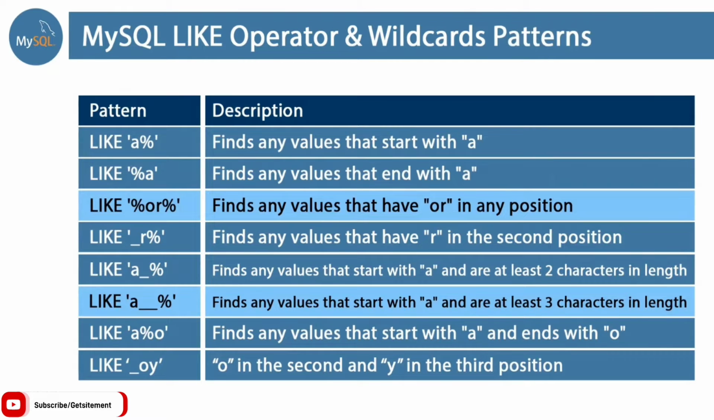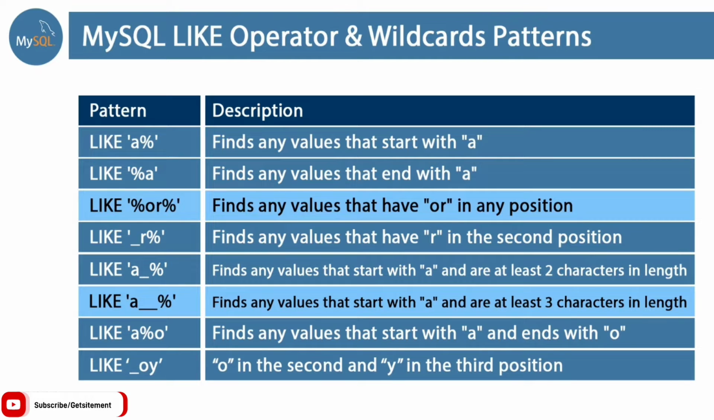If I type LIKE 'a%', then it's going to find any value that starts with a. Similarly, if I type '%a', it finds any value that ends with a. Then if I type '%or%', it finds any value that has 'or' in any position. And if I type '_r%', it finds any value that has r in the second position.